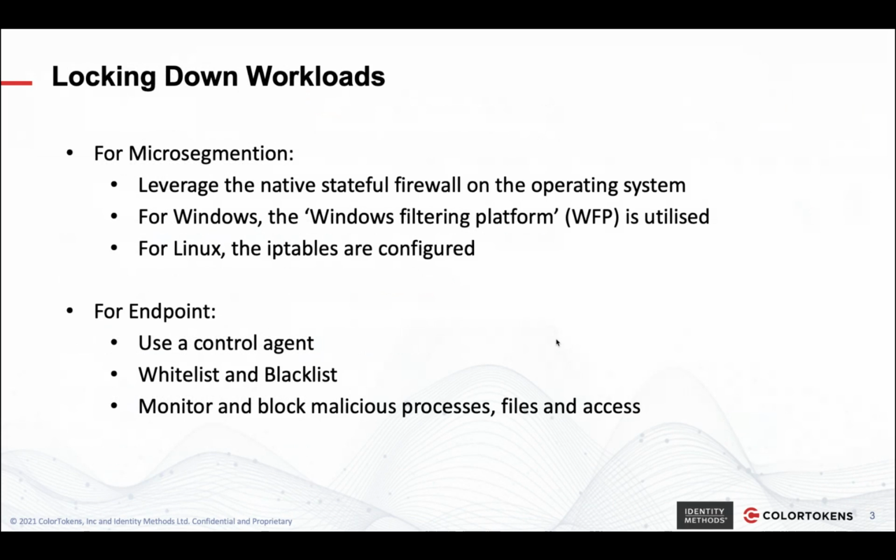So at a more technical level, we talked about locking down workloads, and last week we talked about microsegmentation. There are a few control mechanisms that we use to achieve that. In a microsegmented environment, we typically want to leverage the native stateful firewall of the operating system. In the Windows world, that's called the Windows Filtering Platform. For Linux, it's called iptables.